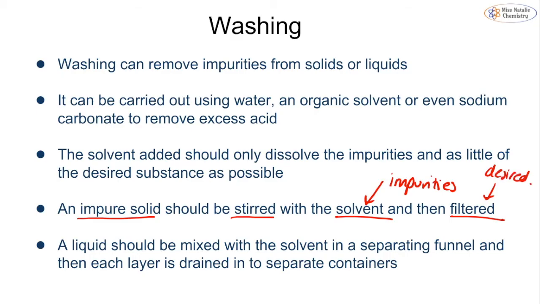If we have an impure liquid, we mix it with the solvent, and we do this in a separating funnel like we just talked about, and then again each layer is drained into separate containers, and that allows us to remove those impurities. So if we have a liquid where the liquid itself is our desired product, but it has potentially dissolved impurities, if we mix it with another solvent, those impurities should preferably dissolve into the other solvent, and it allows us to just keep our desired organic product. Hopefully that makes sense about washing.